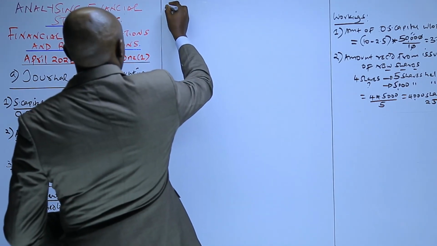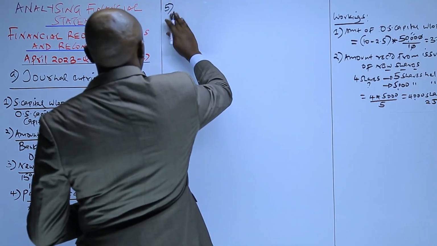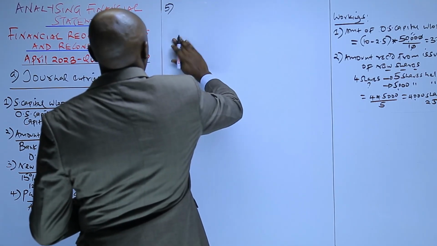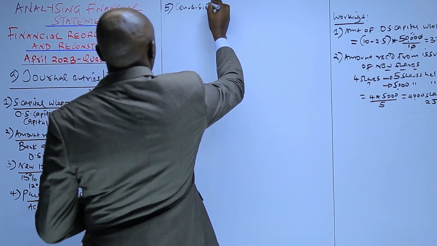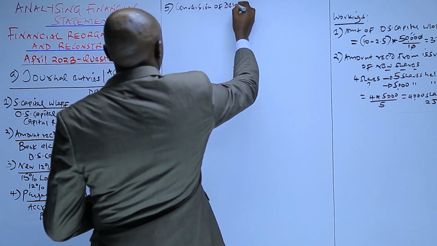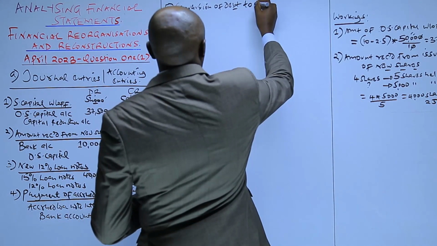So we can have that as our 5th accounting entry. So what we are accounting for here is what we refer to as the conversion. We can just refer to that as conversion of the debt which was owed to the suppliers to equity.